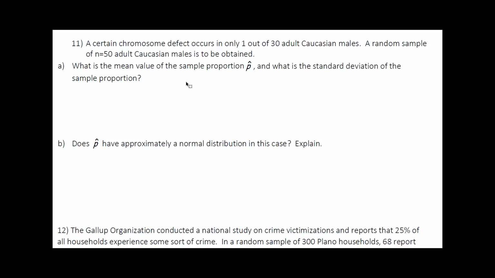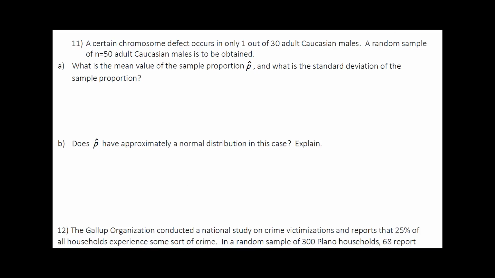All right, number 11. A certain chromosome defect occurs in 1 out of 30 adult Caucasian males. A random sample of 50 adult males is obtained. What is the mean value of the sample proportion and the standard deviation of this? Well, up in the setup, they tell me that I expect to see 1 out of 30, so that's actually my proportion. I expect 1 out of 30, or 1/30th.